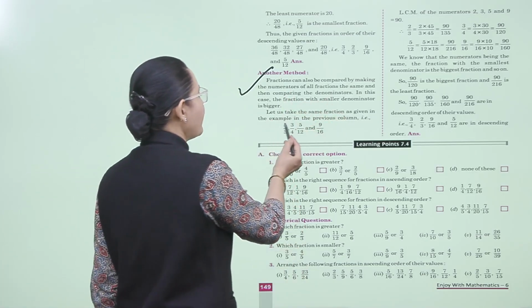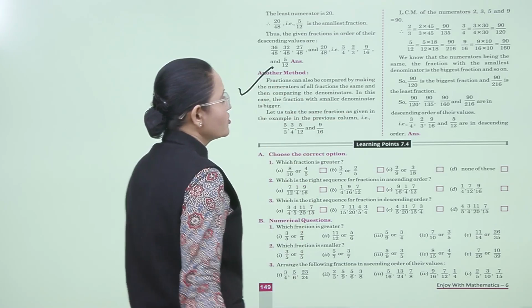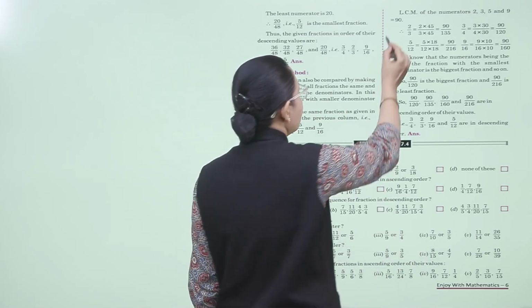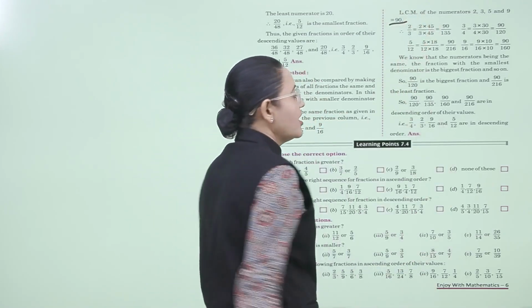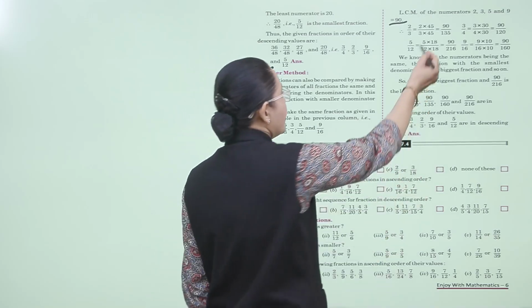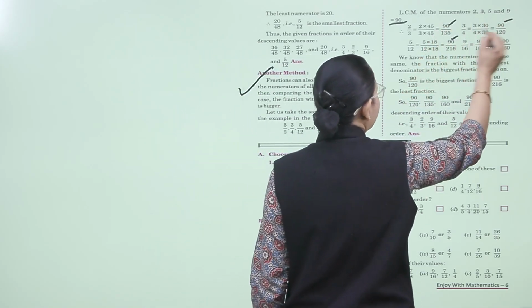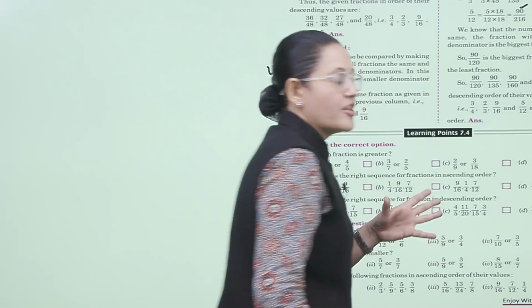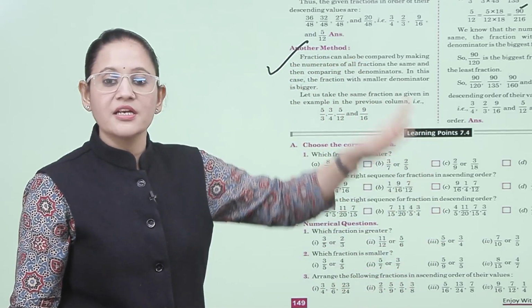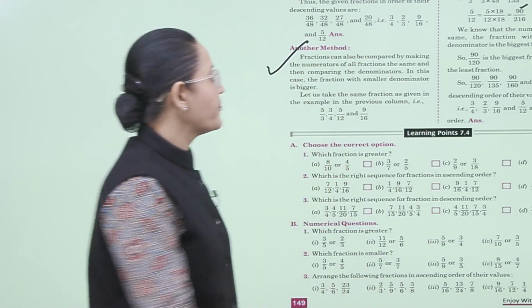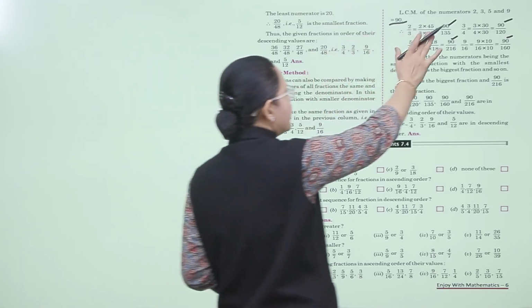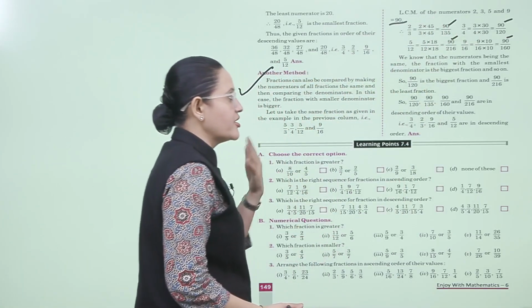So we will take the LCM of 5, 3, 5 and 9. So their LCM is 90. Now we will make the numerators the same. Now numerators are the same, so we will compare the denominators. The fraction whose denominator is greater has the lesser value. Now we have made the numerators the same, so we will compare the denominators.